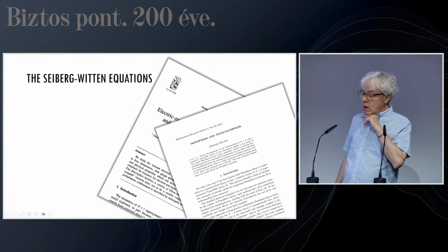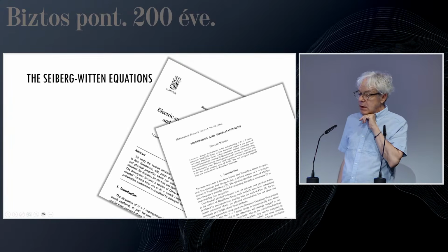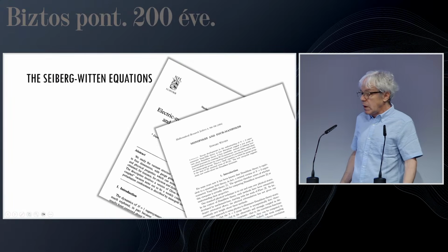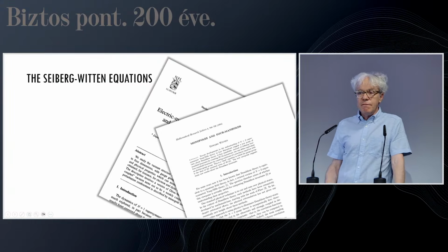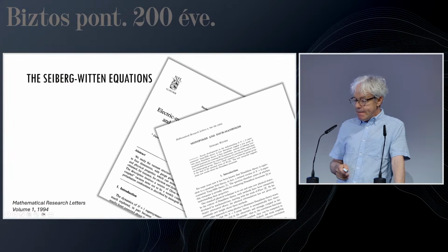Witten explained this to us in a paper in 1994, Monopoles and 4-manifolds, where he did write down the Seiberg-Witten equations, told us how to make new invariants of 4-manifolds using them, and proved all sorts of interesting stuff about these new invariants.